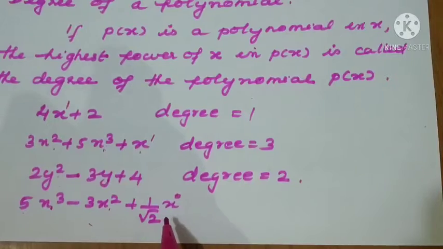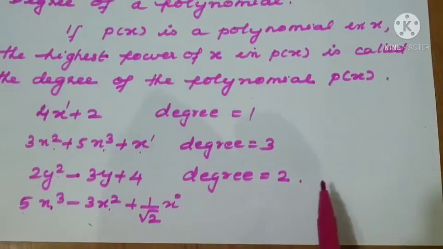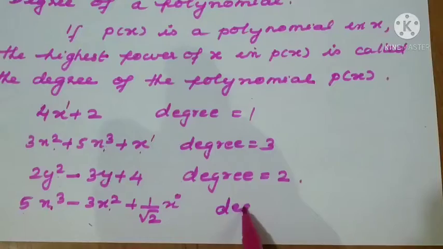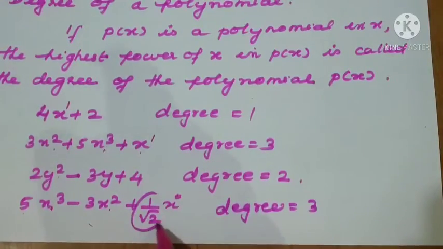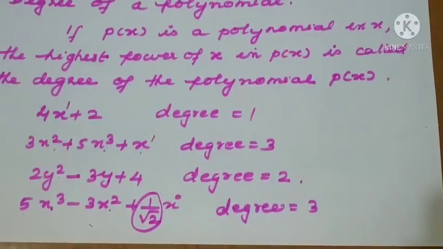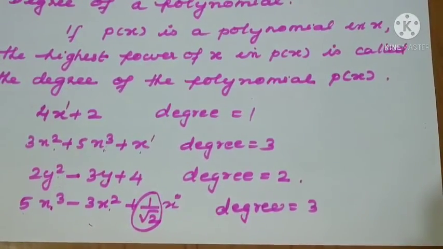It is a polynomial. If it is a polynomial, the question we can answer is, what is the degree of this polynomial? The degree of this polynomial is 3 only. So the degree of this polynomial equals 3. Don't get confused with the 1 by root 2 and all. It is a coefficient only, so it's a polynomial. So what is the meaning of the degree? The degree means the highest power of the variable.